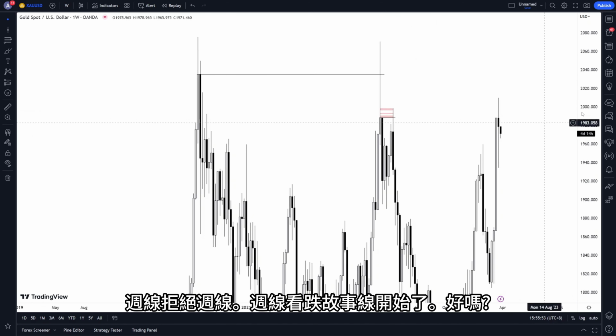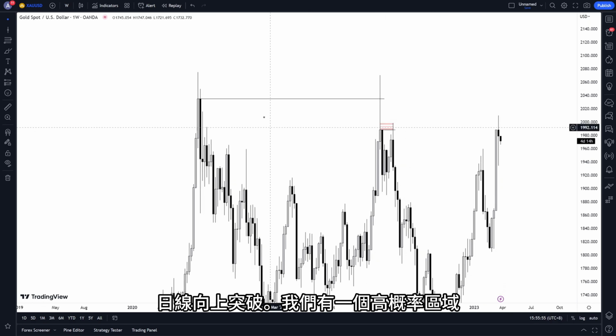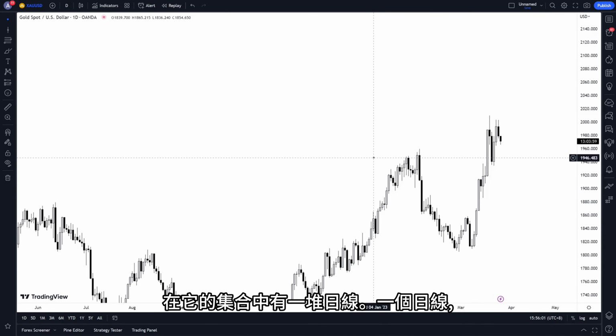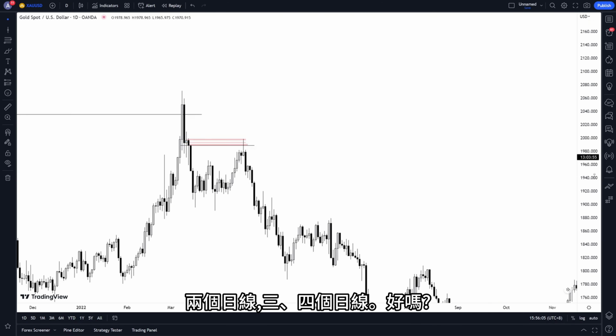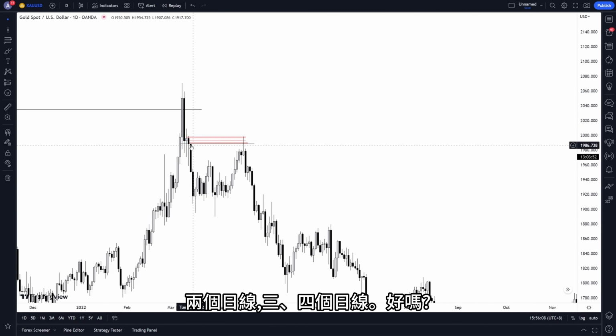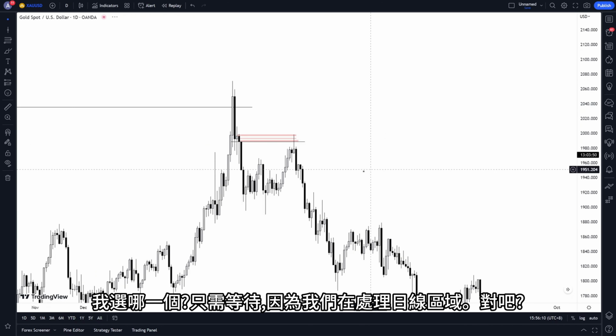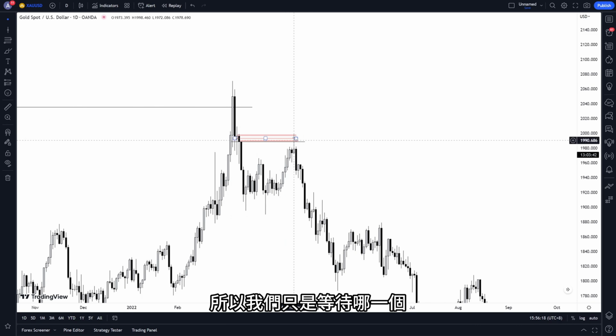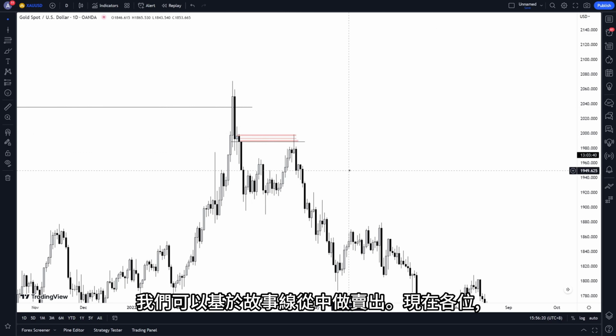Weekly reject weekly. Weekly bearish storyline has started. Okay, daily breakout. We have ourselves a high probability area which just nests, or collects, has in its collection a bunch of dailies. 1 daily, 2 daily, 3, 4 dailies. Okay, which one do I choose? Simply wait, because we're dealing with daily zones, right? We don't know which daily zone to enter a sell from, correct? So we're just waiting for which one we can take a sell from based on a storyline.